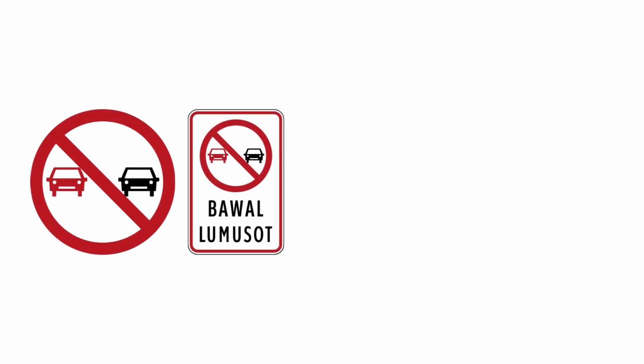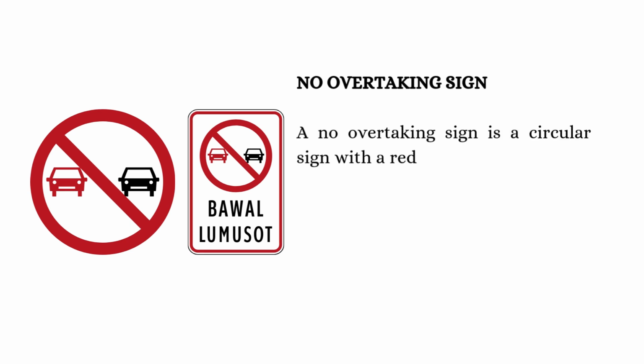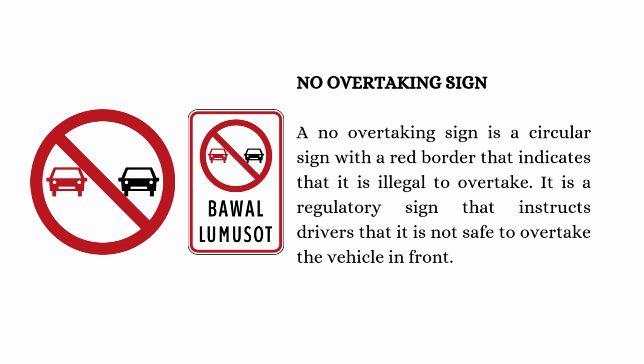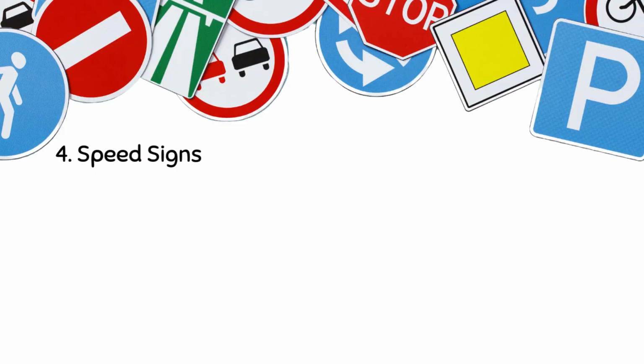No overtaking sign. A no overtaking sign is a circular sign with a red border that indicates that it is illegal to overtake. It is a regulatory sign that instructs drivers that it is not safe to overtake the vehicle in front. 4. Speed signs.